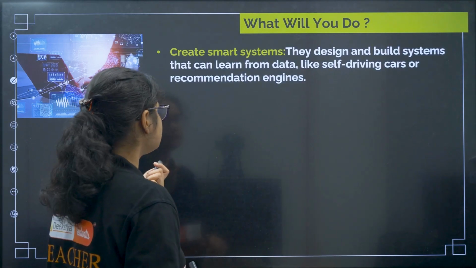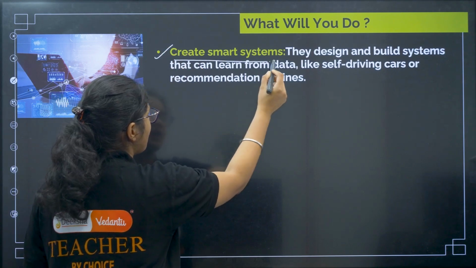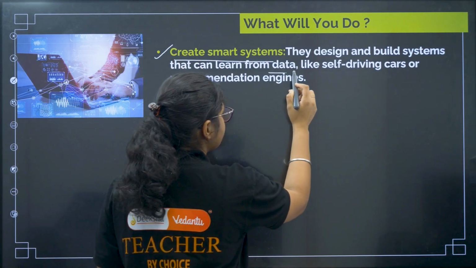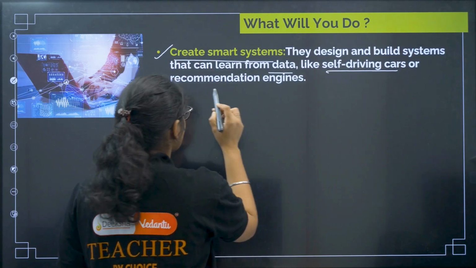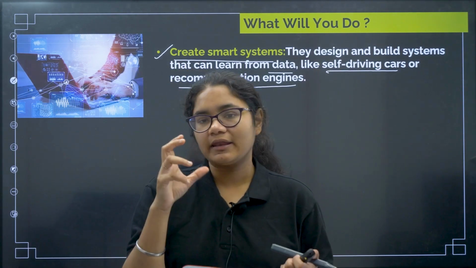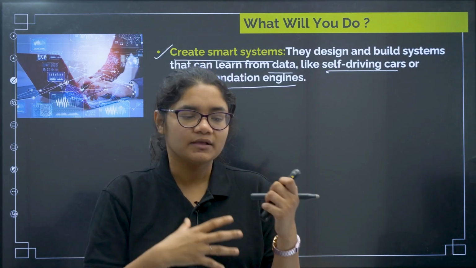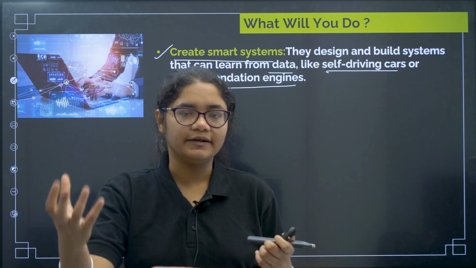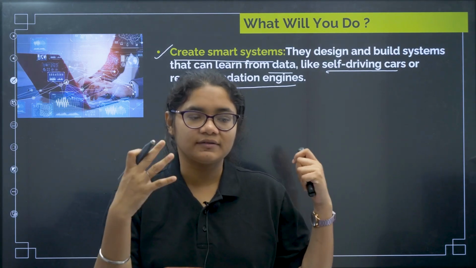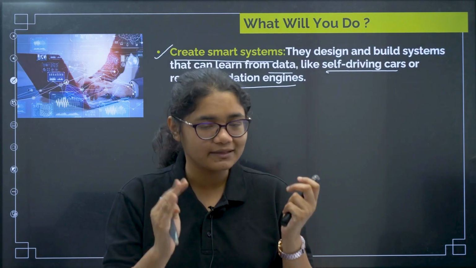So first of all, one of the sectors where you can work is to create smart systems. You will be designing and building systems that can learn from data, like self-driving cars or recommendation engines. For example, you can be in a sector where you will be building these apps, these systems that can learn from the data, that can act and behave as humans. You will be building these systems.